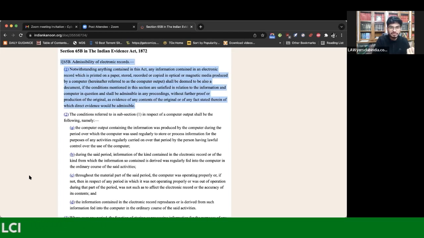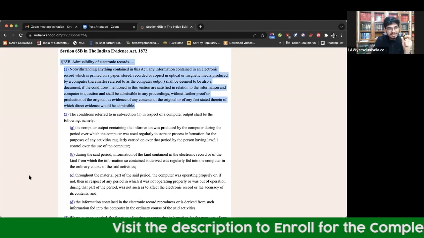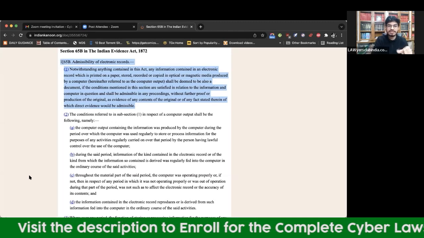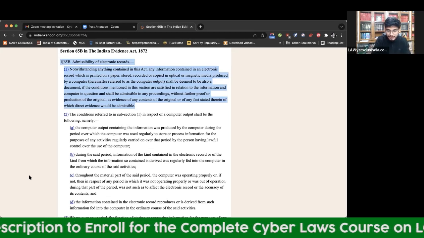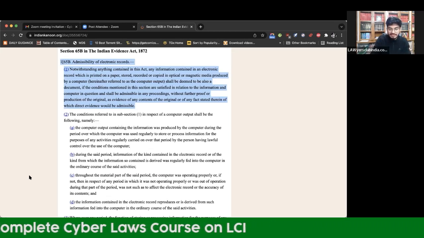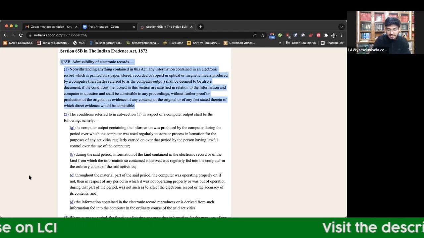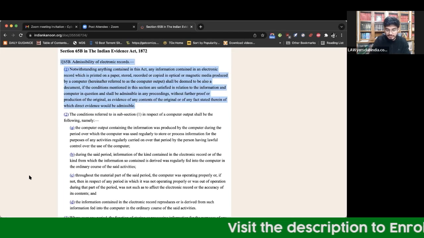to come to the notice of the court, but you cannot actually bring the computer. So that is why you are deeming that output to be a document, and that document can be brought to the court by way of affidavit. If the conditions mentioned in this section are satisfied in relation to the information and the computer in question, it shall be admissible in any proceedings.